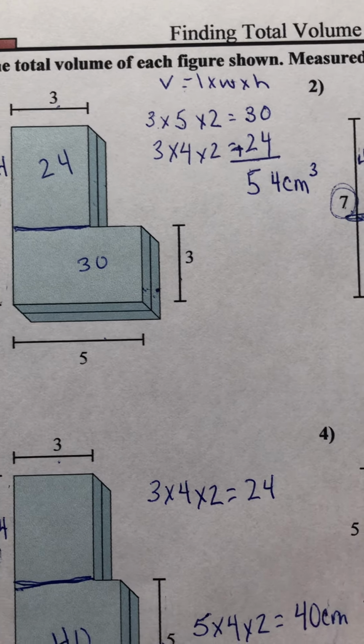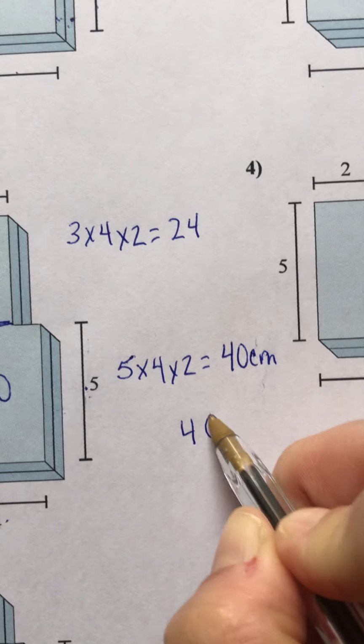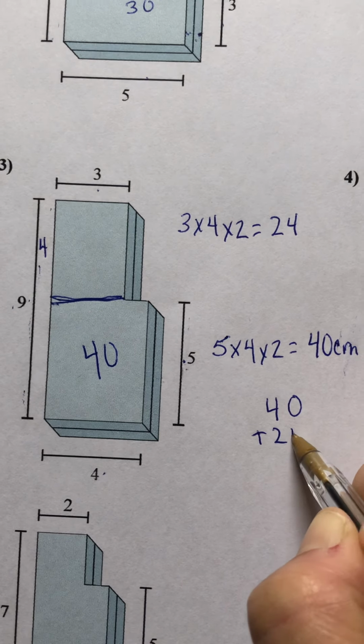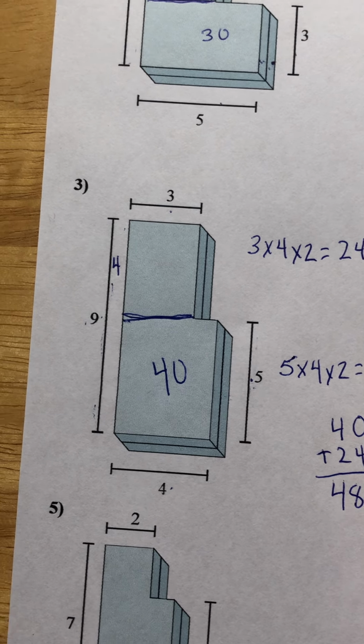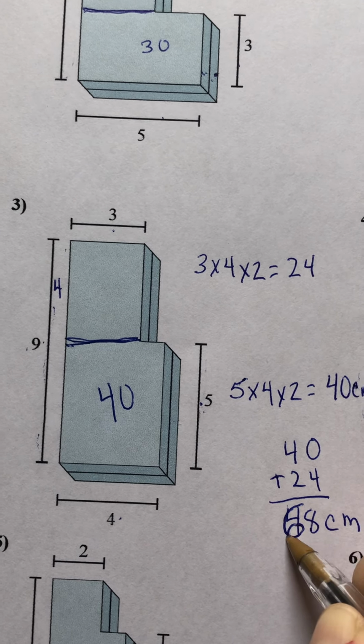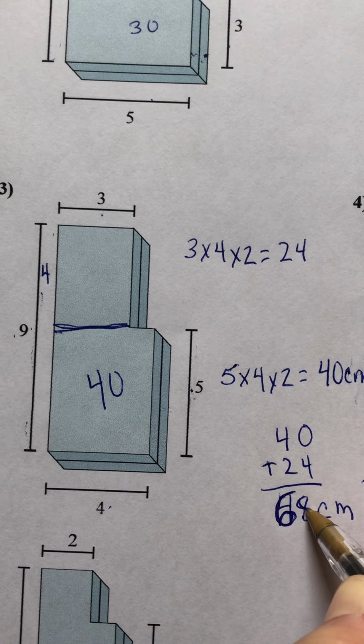When we add these together, 40 plus 24, and we get 48 centimeters cubed. Oh, I'm sorry, mistake, 68 centimeters cubed, okay, or cubic centimeters. So okay, Mrs. Tapp, let's try that again. 64 centimeters cubed. Sorry, I'm trying to do the math and hold my phone and record and talk. So this is kind of new for me.